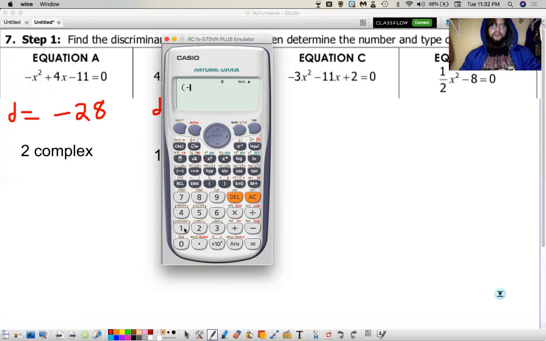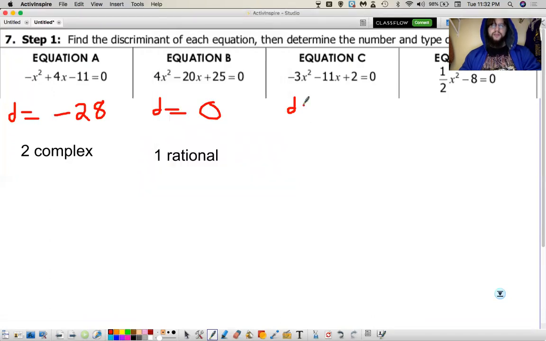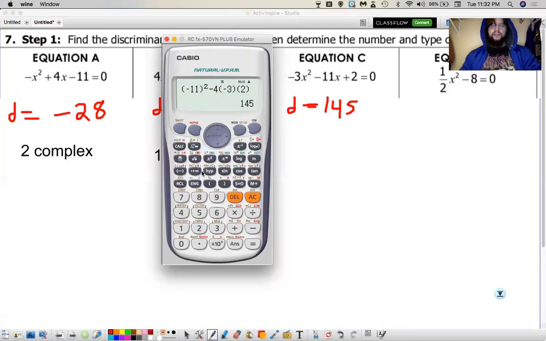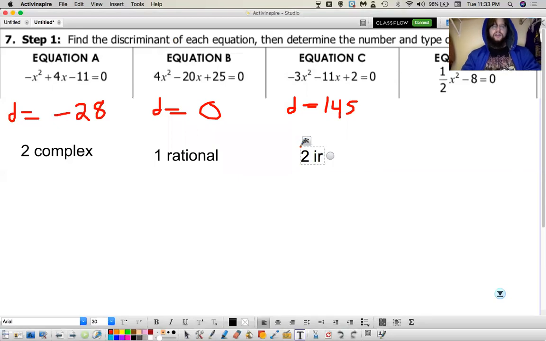B is -11. A is -3. C is 2. We get 145 for the discriminant. Now, if I try and take the square root of 145, it's not going to happen nicely. That is 2 irrational.